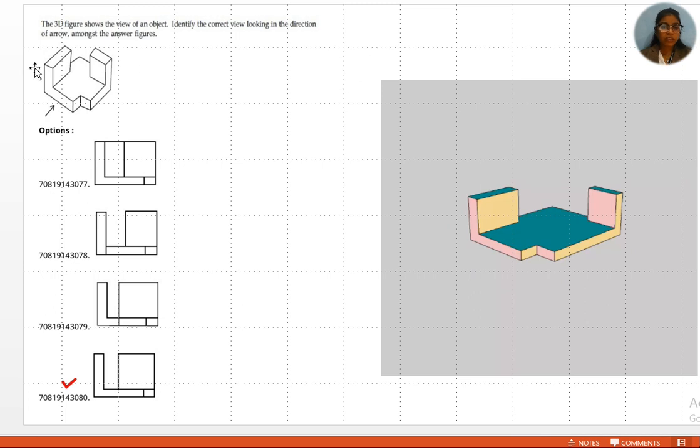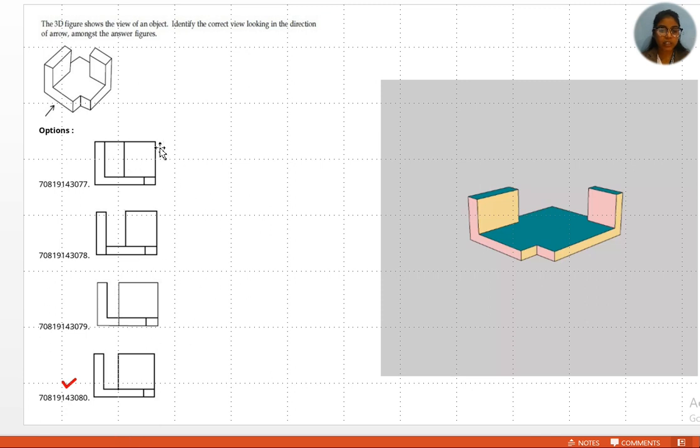Next question also, the 3D figure shows the view of an object. Identify the correct view looking in the direction of the arrow. Okay, we have to look in the direction of the arrow. So the first and foremost thing here, you can start with this L part. This is a clean L part without any line, without any level difference. So is it visible? In option number A, yes, we have. B, no, we don't have. There is a line. Is there any line? No. This is a clean surface at the same level. So B is wrong. Now look at C. They have drawn a line somewhat over here. C is also wrong. Now we are left with A and D.